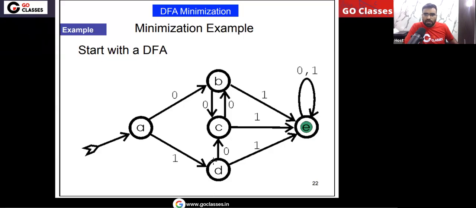Now you can start with pi 0. What will be pi 0? Pi 0 means all the non-final together, all the final together. So you can see A, B, C, D will be together, and this state E will be separate. Now there is nothing to check here because we only have one state in this group. But these we will have to check.